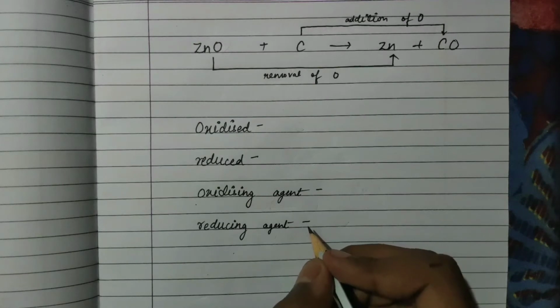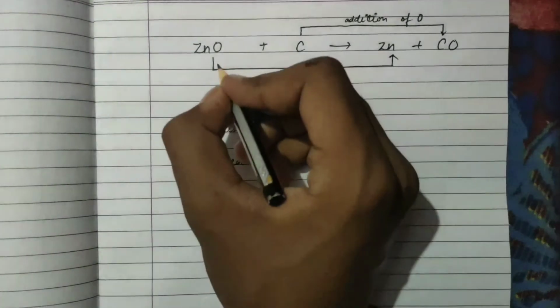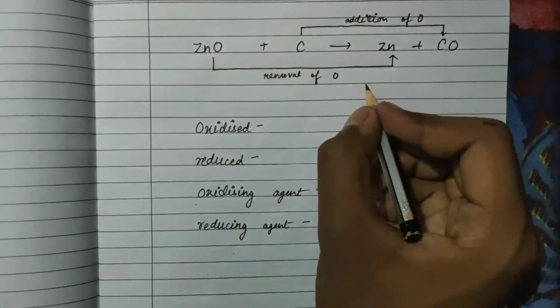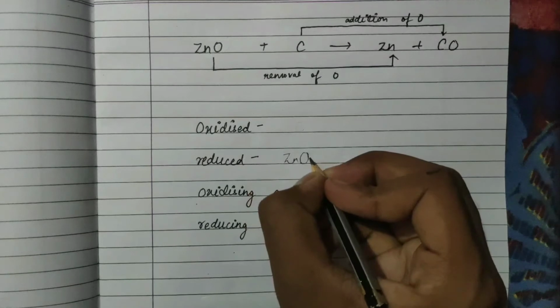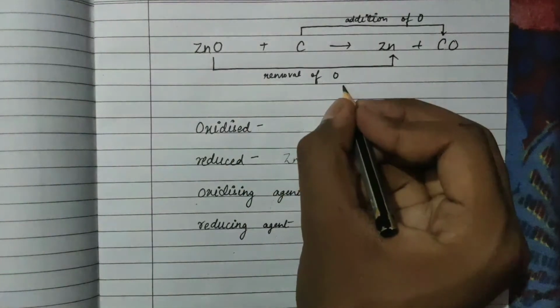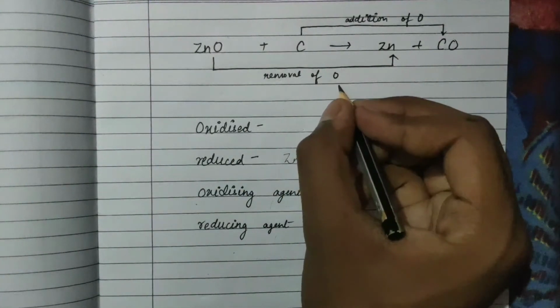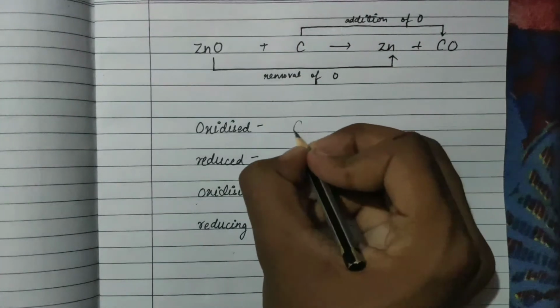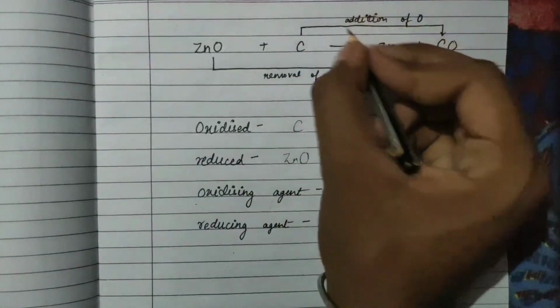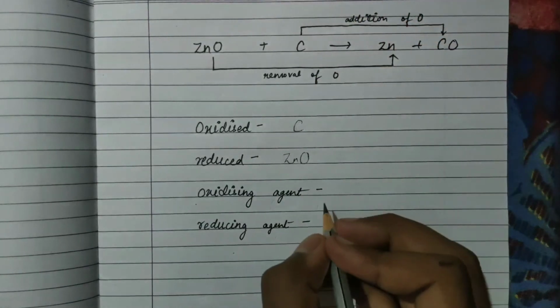How do we find out this? Well, we'll solve this step by step. As you can see here, oxygen got removed from zinc oxide, right? So we would say zinc oxide got reduced, as the removal of oxygen is called what? It's called reduction. Now, as oxygen got added to C here, we would say C got oxidized, as addition of oxygen is called what? It's called oxidation.